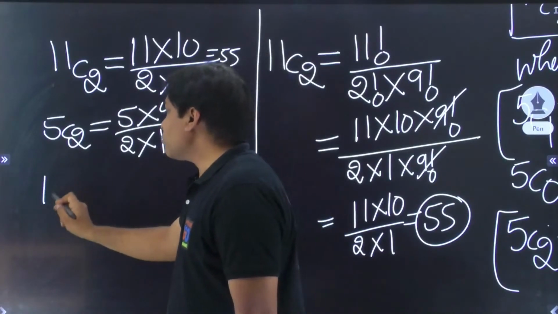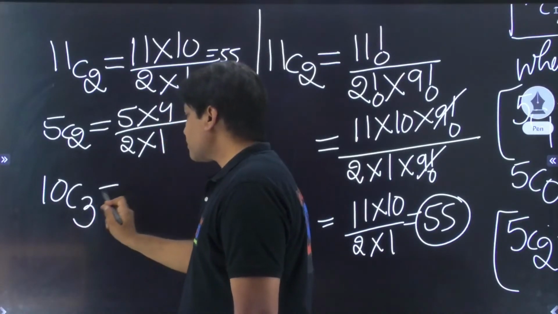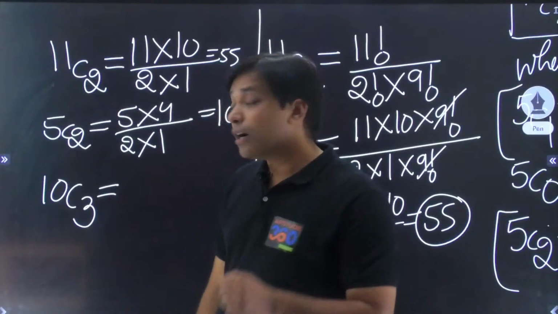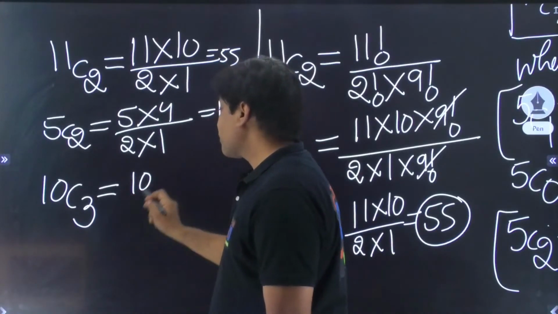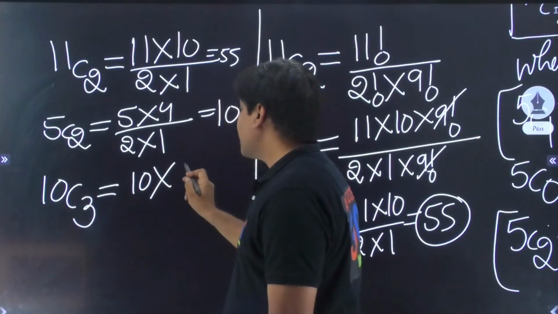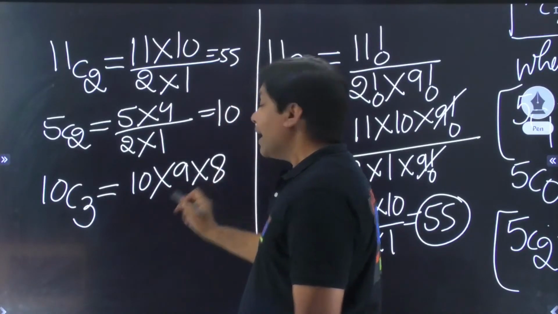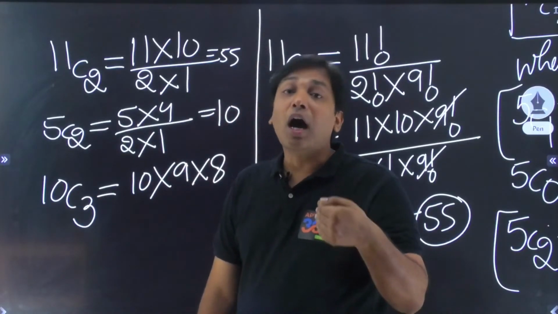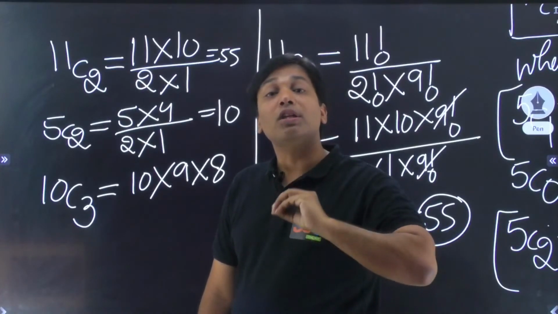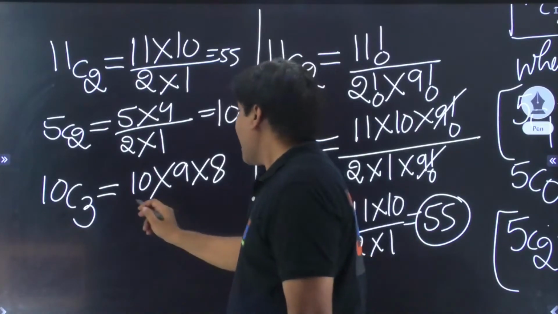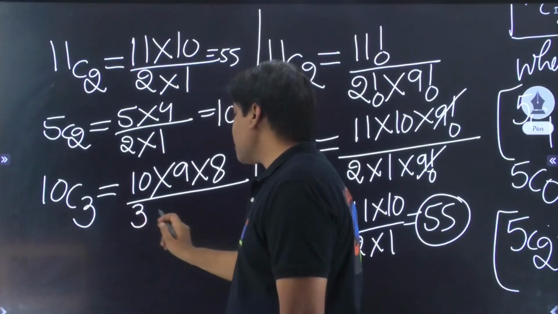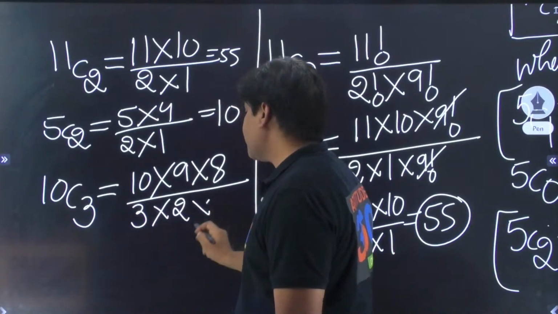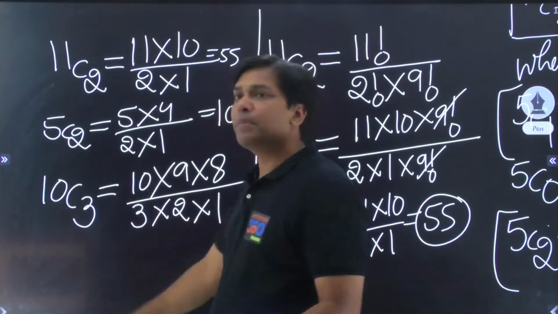If I have to find out 10C3, what is that you should be doing over here? 10 into 9 into 8 in the decreasing order. How many times we should be writing? We should be writing only 3 times, problem simplified. And in the denominator out here, this is 3 into 2 into 1. Now if you simplify this, you will be having your answer.